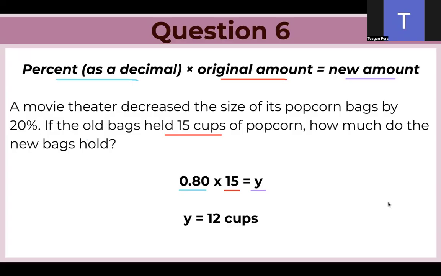When you multiply this out, you should have gotten that 0.8 times 15 equals 12. So Y is 12 cups. The new bags of popcorn hold 12 cups of popcorn. So as you can see, using the equation is another strategy to solve these problems, similar to using the double number lines or the tape diagrams or the tables that we've seen in previous days. Let's try another one.